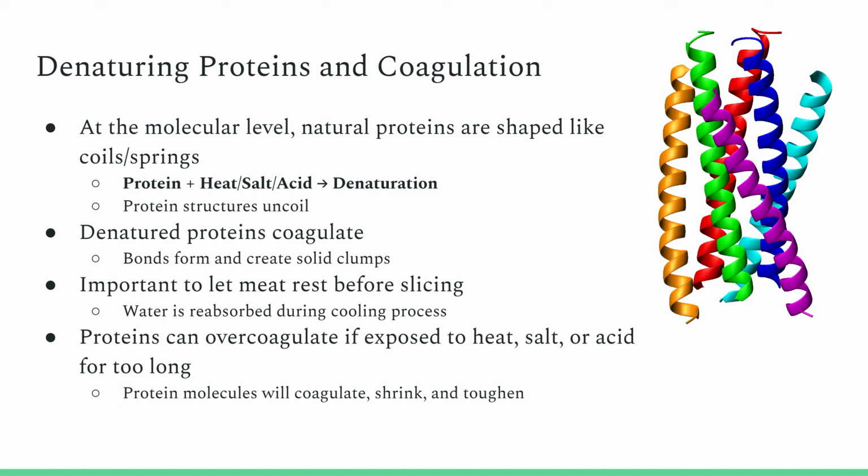But proteins can overcoagulate if exposed to heat, salt, or acid for too long. This causes protein molecules to coagulate further, shrink, and toughen. I'm sure we've all had a really, really poorly cooked protein where it feels impossible to get through. That's probably what happened to it.